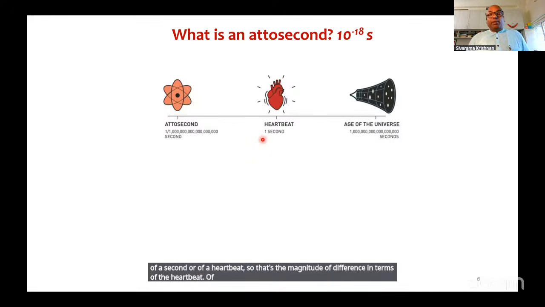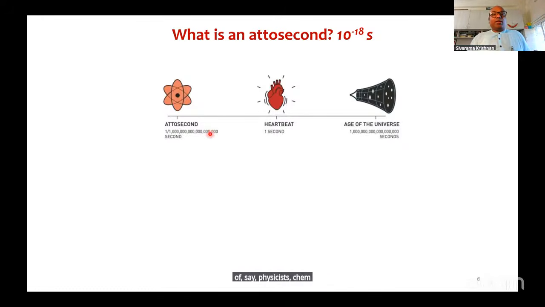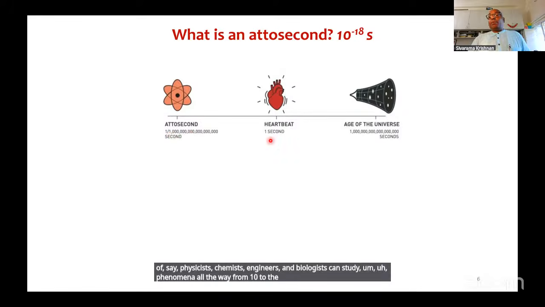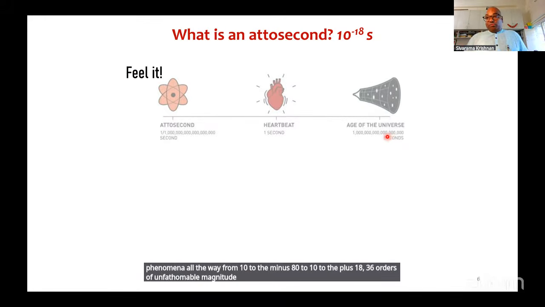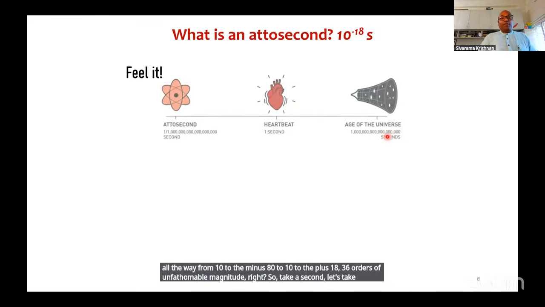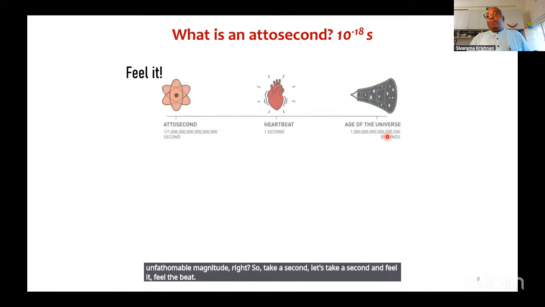Of course, it's a remarkable achievement for the human species that the same sort of community of, say, physicists, chemists, engineers, and biologists can study phenomena all the way from 10 to the minus 18 to 10 to the plus 18, 36 orders of unfathomable magnitude, right? So let's take a second and feel it, feel the beat, so to say, right?